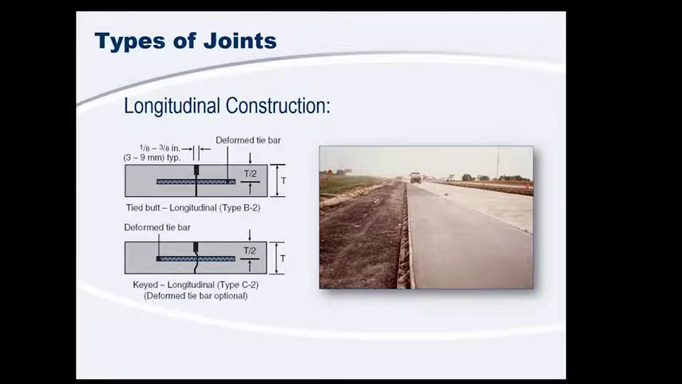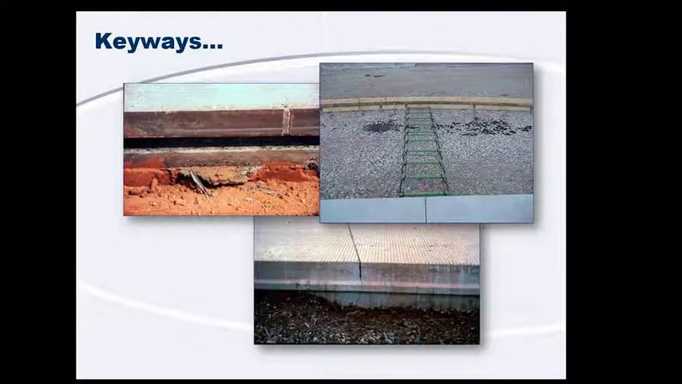keyway. Now keyways are something that we've tried, and it was kind of a novel idea where you basically form in a section that would fit into the other side of your joint. So you'd have a male section, as you see here, and a female section on there, and they fit together, and you get some load transfer there.